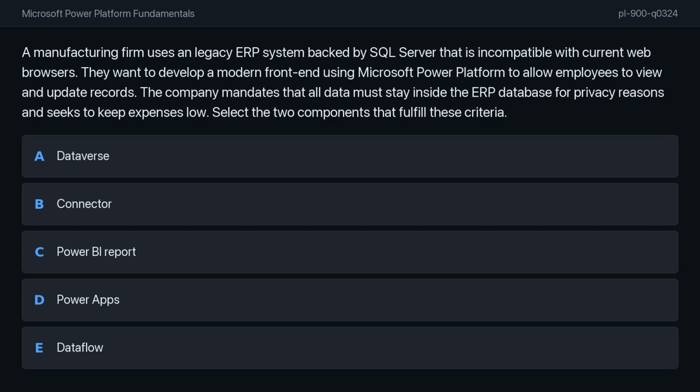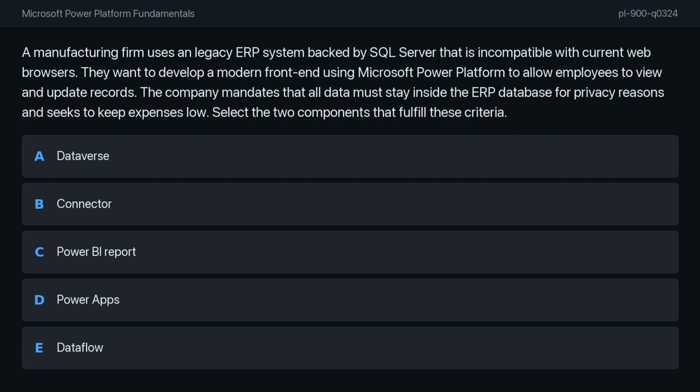A manufacturing firm uses a legacy ERP system backed by SQL Server that is incompatible with current web browsers. They want to develop a modern front end using Microsoft Power Platform to allow employees to view and update records. The company mandates that all data must stay inside the ERP database for privacy reasons and seeks to keep expenses low. Select the two components that fulfill these criteria.